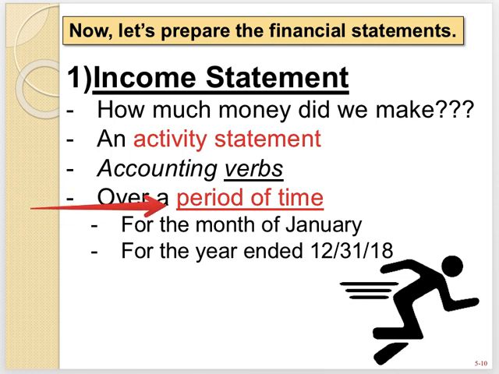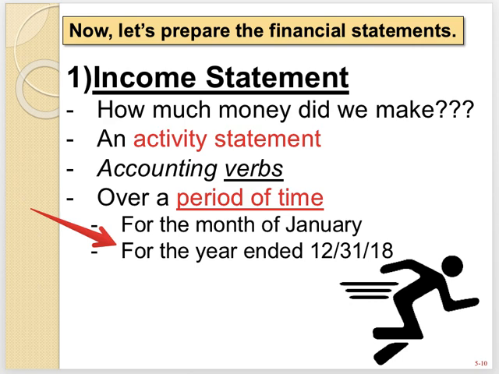Now, that period of time could be a month, so the date would say for the month of January, or it could be a year, which would be for the year ended December 31st, 2018. But you must indicate how long the period is, whether it's a month or a year. I don't want to see one single date. I want to see the whole period, so I know if it's for a month or for a year.